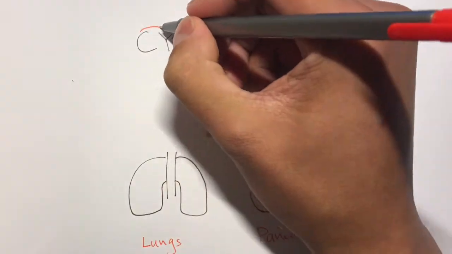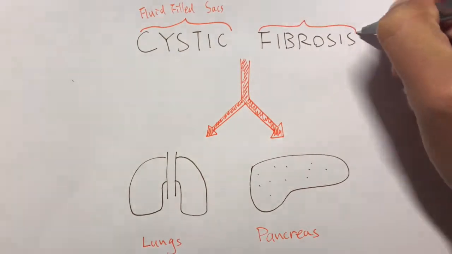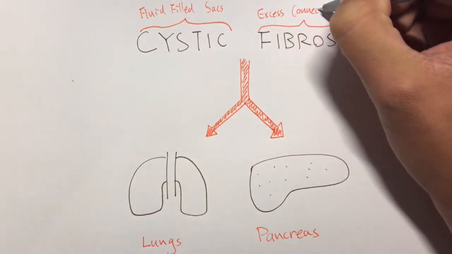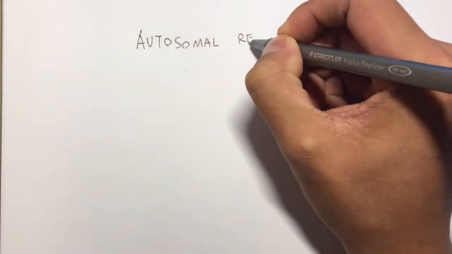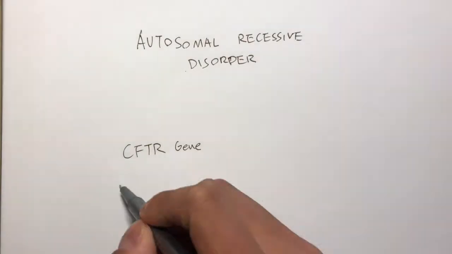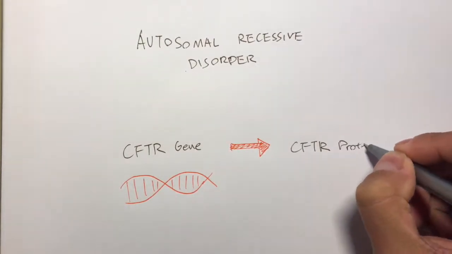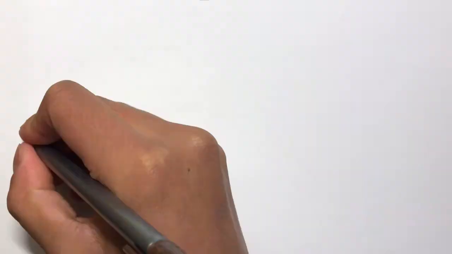Cystic fibrosis, or CF, is a genetic disorder that affects the lungs and the pancreas, where it can lead to cysts, which are fluid-filled sacs wrapped in a membrane, and fibrosis, which means excess connective tissue. CF is an autosomal recessive disorder involving the CFTR gene, which encodes for the CFTR protein. CF develops when there's a mutation in the CFTR gene, but because it's an autosomal recessive, you will need to inherit two mutated CFTR genes.